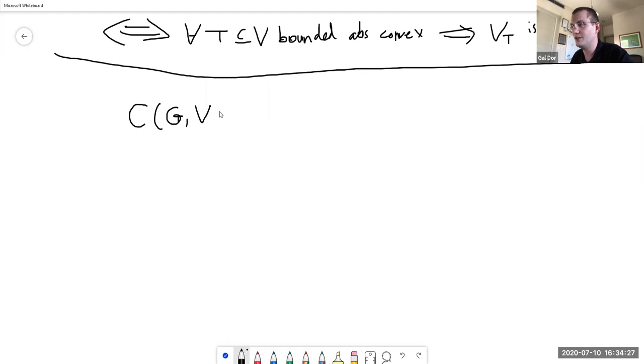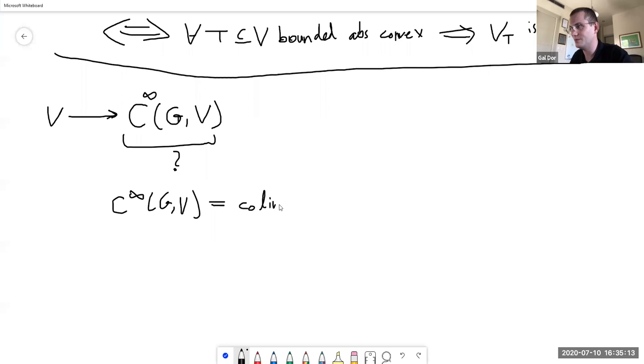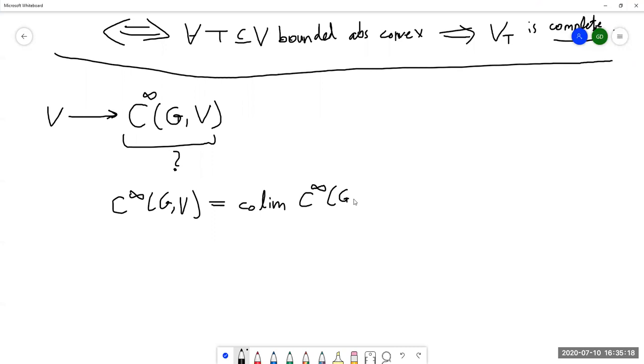Then you can say that a G-module is smooth if the action of G on V gives you a map from V to functions from G to V, and V is smooth if this has smooth image, that is, the image lies in the space of smooth functions. Then you just need to define the space of smooth functions on G with values in the bornological vector space. You can say that C infinity of G with values in V is the colimit of... It's a colimit as sheaves, actually. It's not a colimit of spaces, it's a colimit of sheaves on G.